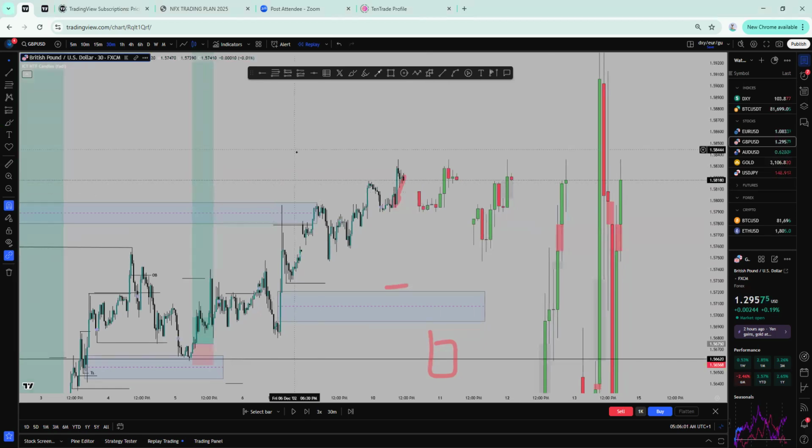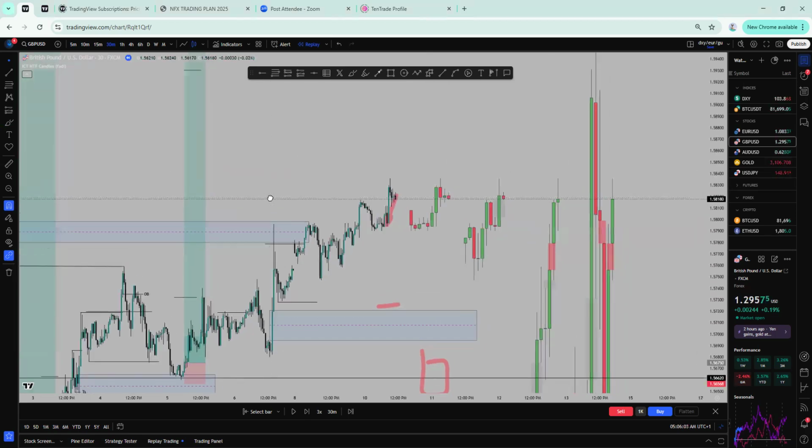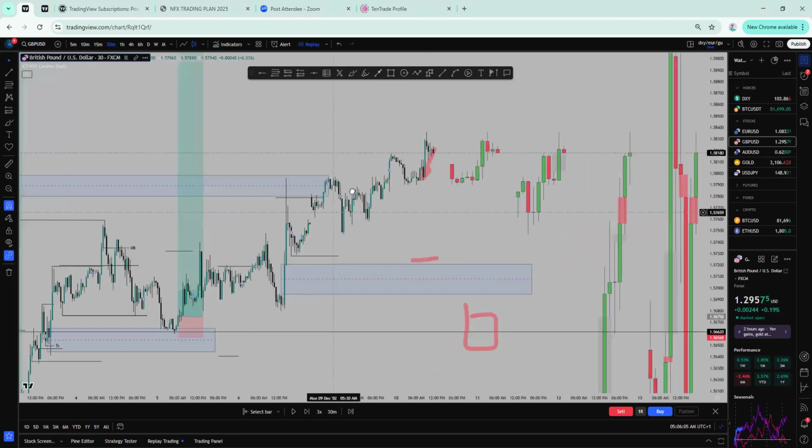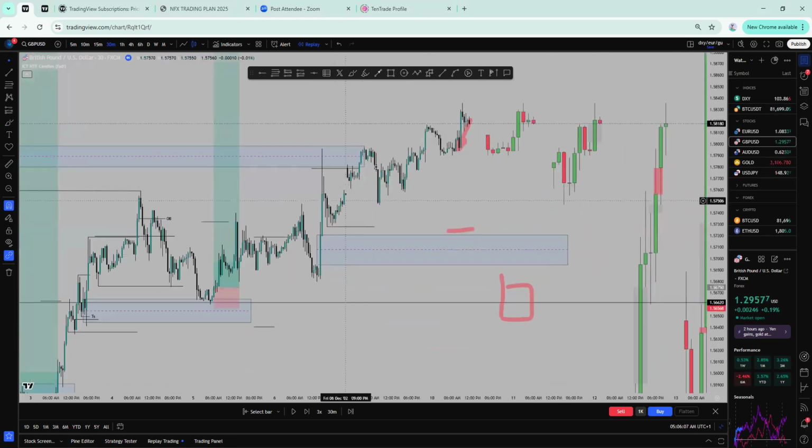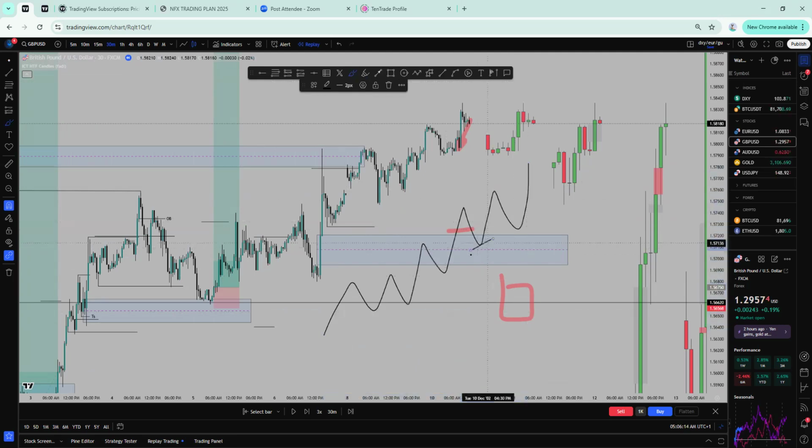Lows not protected is a low that has not been taken out, okay? Those that are not protected are those that are not taken, that price has not grabbed liquidity on. It's like the market is moving like this. All these lows are not protected. The only low that can be protected here is this one. Price has taken out this low, so this is a protected low now.